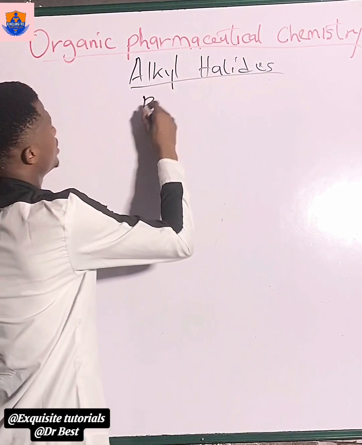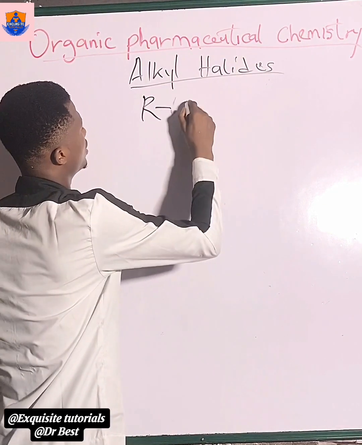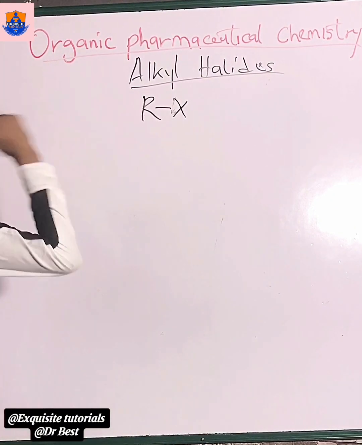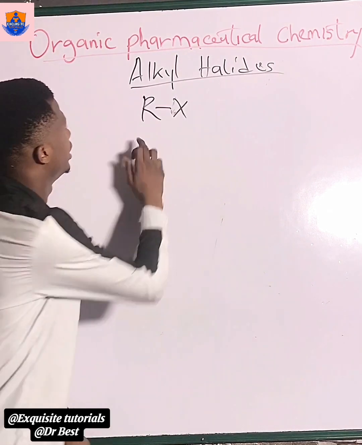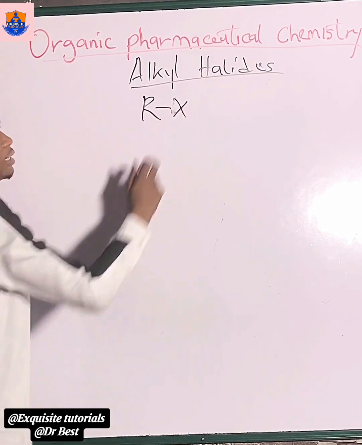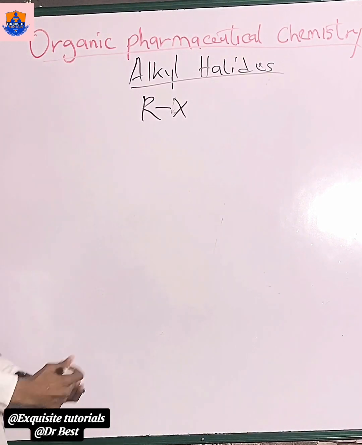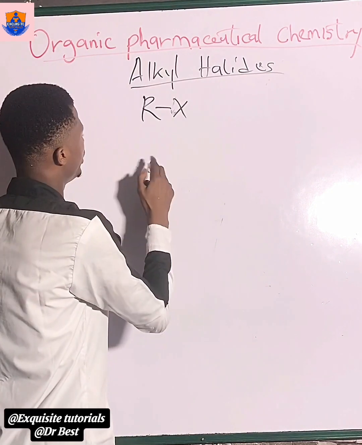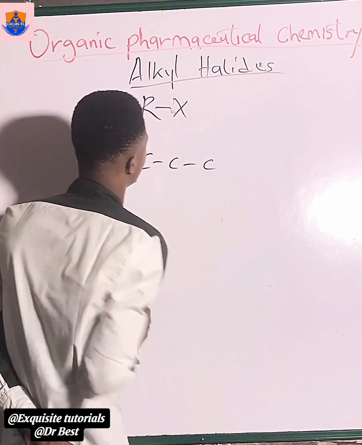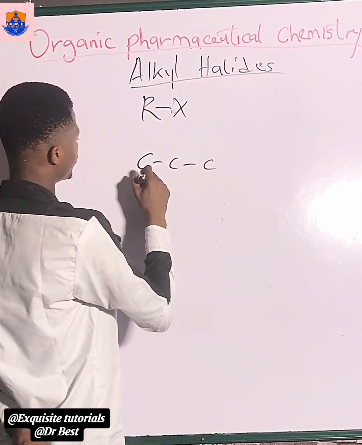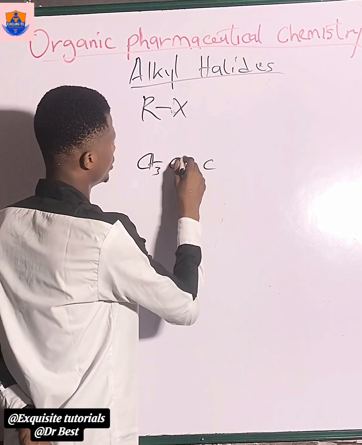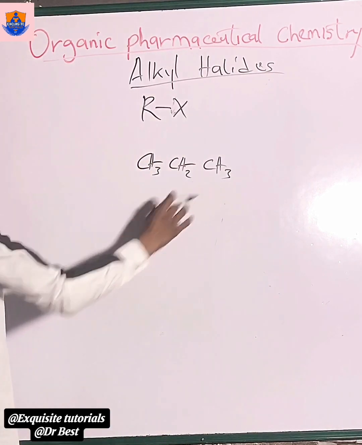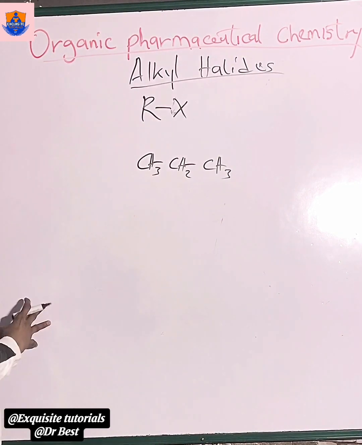Now let's say, for example, this is the formula, let's say X, where this stands for your organic compound. We can actually say an alkane, then your halogen. Now let's take an organic compound, propane, CCC. This is supposed to give us CH3, CH2, CH3, right? This is your propane, an organic compound.